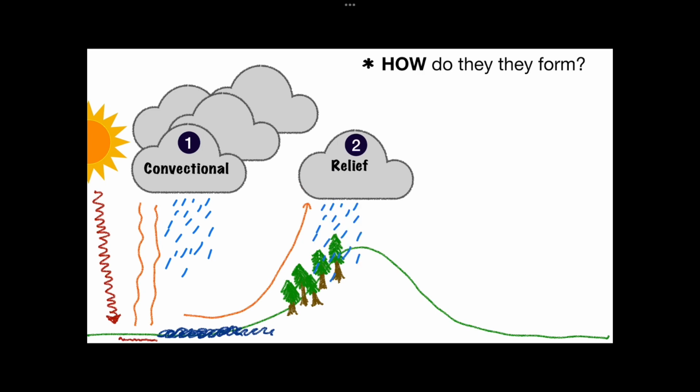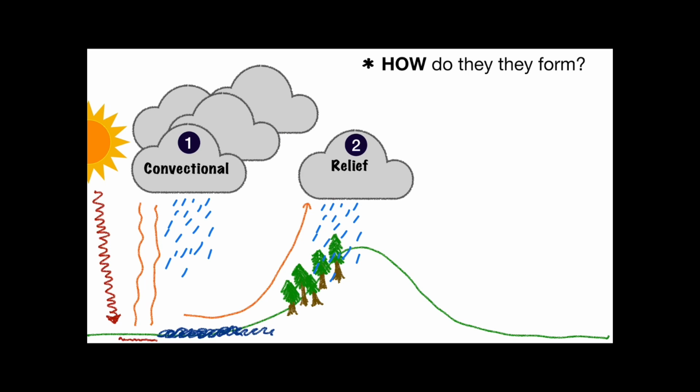What's interesting about relief rain is usually one side of the mountain will have lots and lots of vegetation and plants on it, while the other side of the mountain is actually very, very dry. So a very good example of this is actually Mount Everest by India. We'll have a look at that in the next slide.